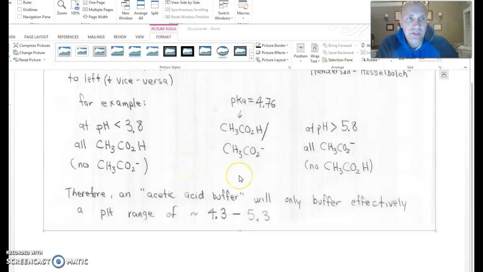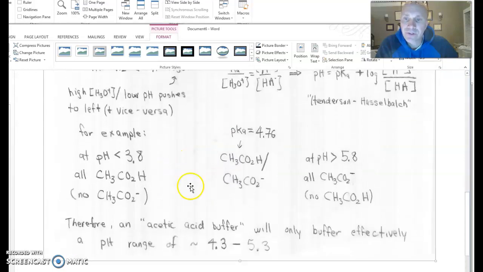So in this video, I'd like to continue with our discussion on buffers. In the last video, we talked about a couple of the limitations of buffers, and that one of them is that when you're making a buffer solution, you can only buffer a solution at a pH which is close to the pKa of the weak acid that is in the buffer.